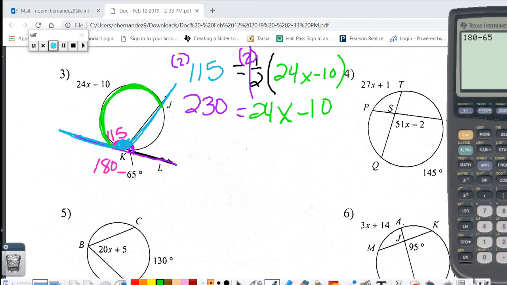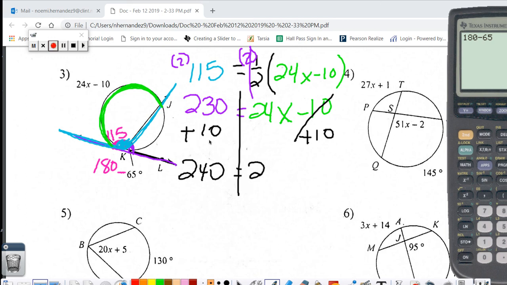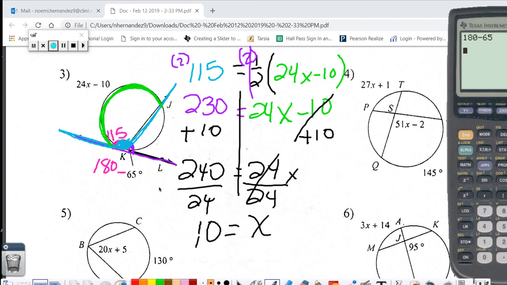Okay, now we're going to solve for x. So plus 10, plus 10. So we have 240 equals 24x. Lastly, we're going to divide by 24. So our x equals 10.